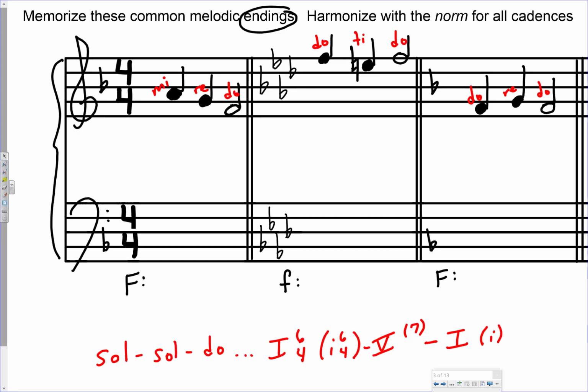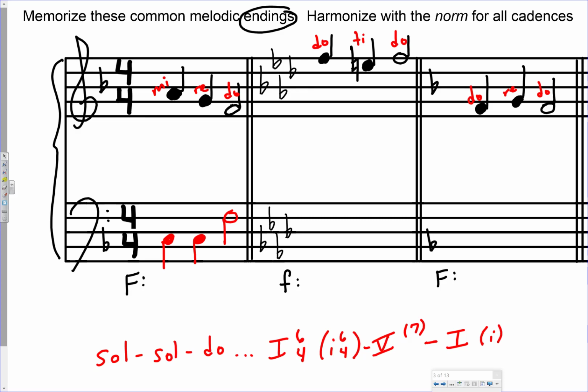So, in the first measure, I see mi, re, do in the soprano. I've memorized that when I see mi, re, do in the soprano, I can do this in the bass: sol, sol, do. Gonna want to make that a half note, follow the same rhythm as the soprano. Stems down. You're only notating for this question the bass and the soprano.